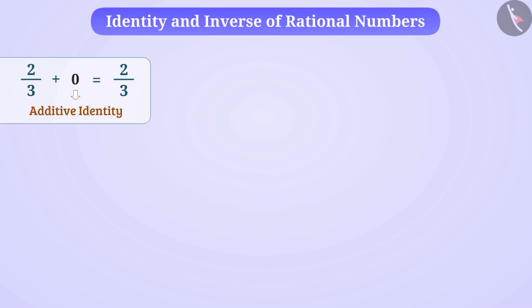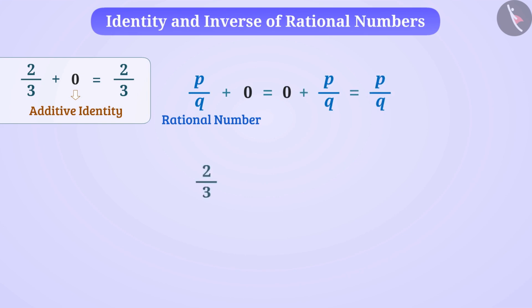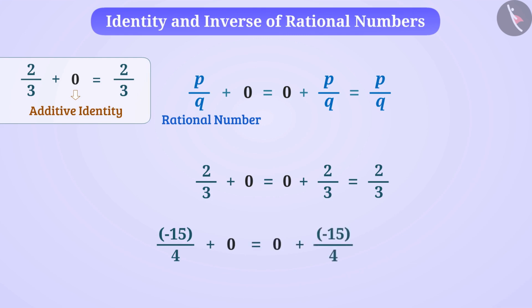In brief, for a rational number p by q, p by q plus 0 is equal to 0 plus p by q is equal to p by q. For example, the answer of 2 by 3 plus 0 or 0 plus 2 by 3 is 2 by 3 only. The answer of minus 15 by 4 plus 0 or 0 plus minus 15 by 4 is minus 15 by 4 only.